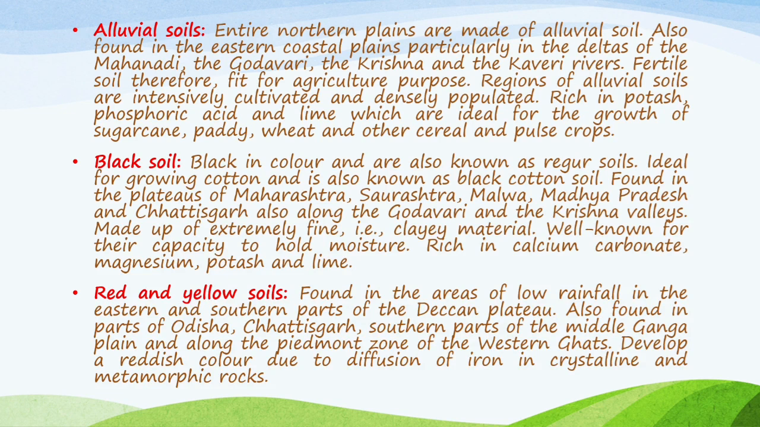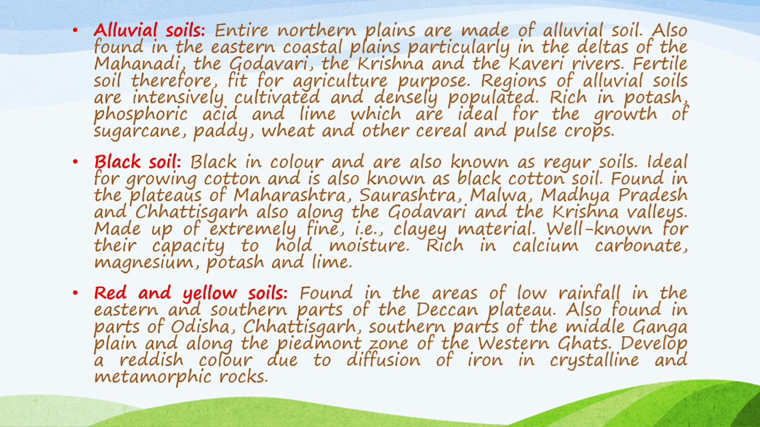First one is alluvial soil. Most of our northern India, entire northern India, is made up of this soil, and this soil is also found in the eastern coast areas, especially in the areas where the deltas are formed, like the Mahanadi Delta, Godavari, Krishna, Kaveri. In these areas we will also be able to find alluvial soil. This soil is rich in potash, phosphoric acid, and lime, which is ideal for the growth of sugarcane, paddy, wheat, and other cereal and pulses crops.